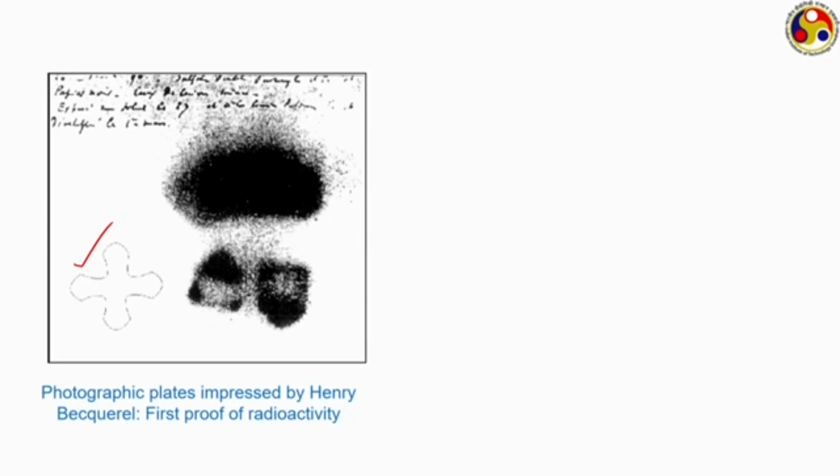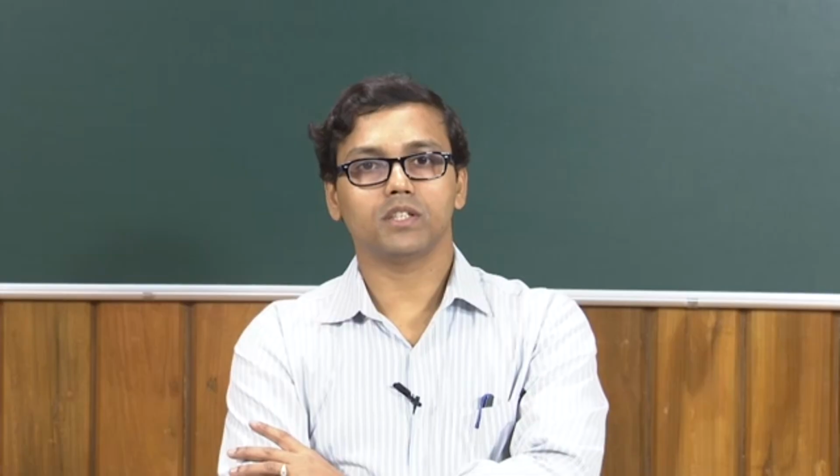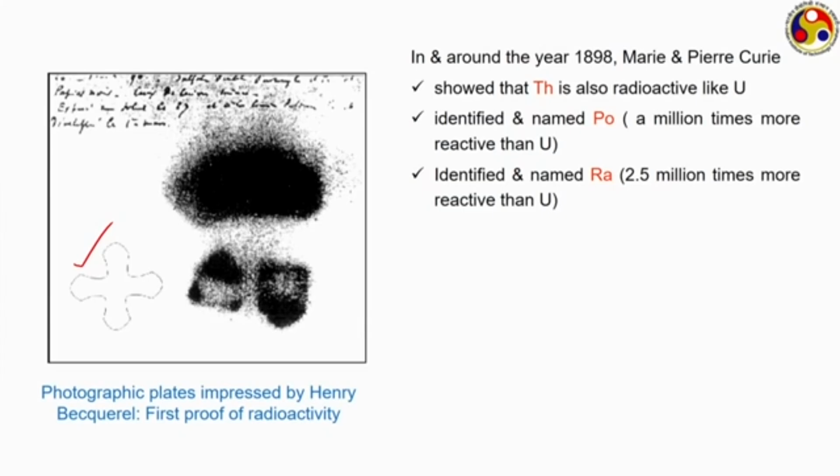Basically, Marie Curie started her PhD more or less at the same time, around 1896, and decided to work on these U rays. Soon after, along with her husband Pierre Curie, she identified several things. Firstly, they identified that thorium is also radioactive, similar to uranium. Then they identified another element which was found to be at least 1,000,000 times more reactive than uranium, and in memory of their birthland Poland, they named that polonium. And then they identified radium, also named by themselves, and radium was found to be 2.5 million times more reactive than uranium.